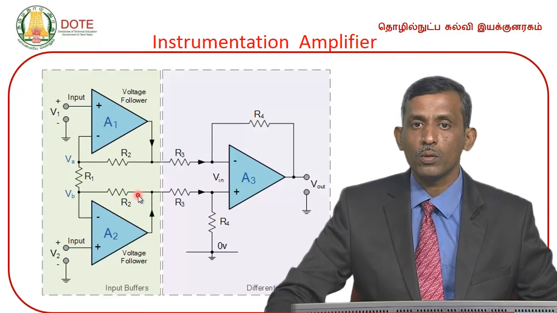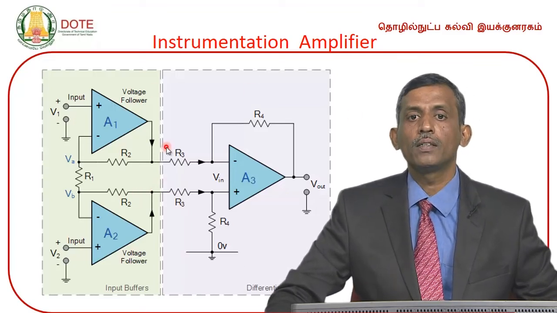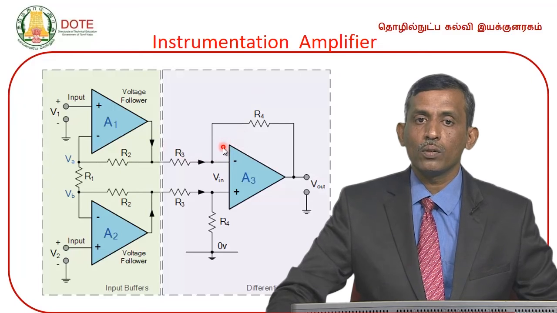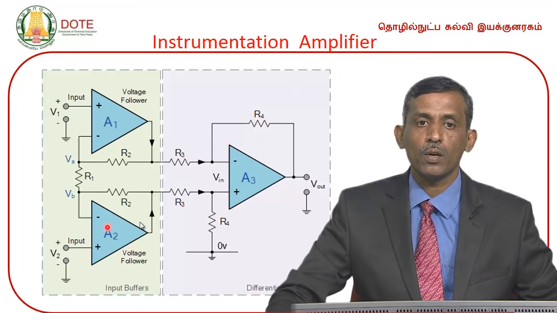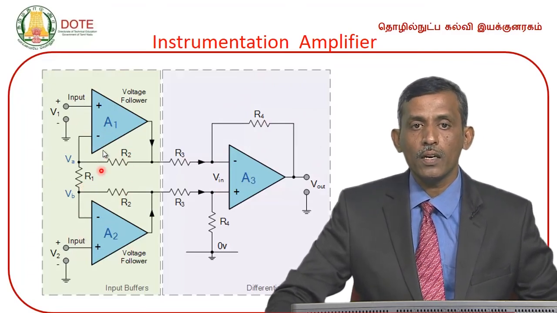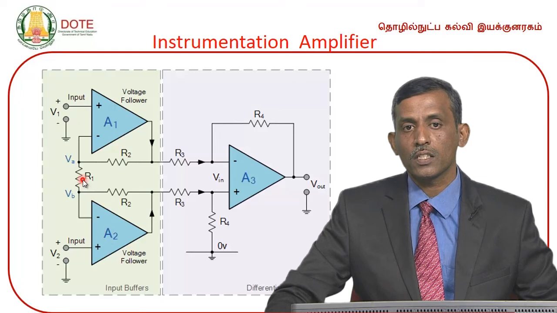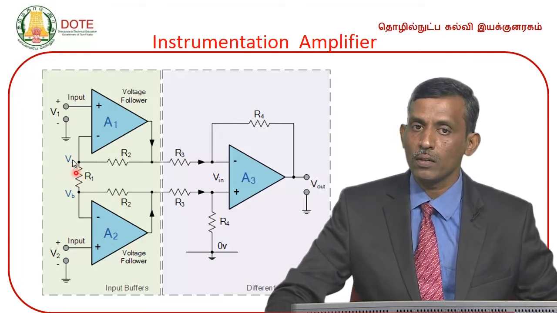Suppose I am interested to increase or decrease the gain of this amplifier, what can we do? So there are two gain factors here. The gain of this circuit is R4 by R3, and the gain of this circuit is 1 plus 2R2 by R1, right? So the resistance common to both circuits is R1. So it is better to change the R1.